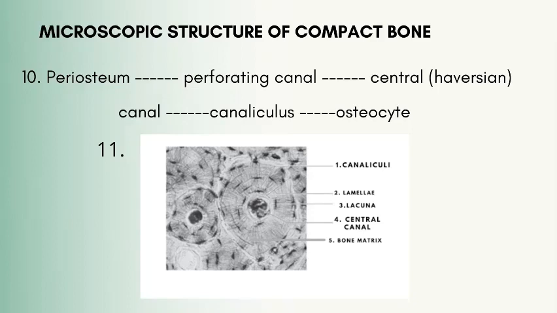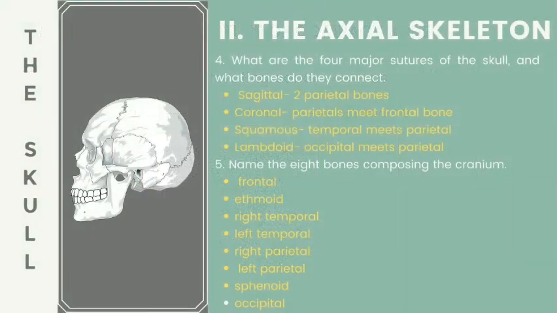Lastly, in number 11, we have the photomicrograph. Let's identify all structures listed in the key to the left. I have here the numbers 1 to 5. 1 is canaliculi, 2 lamella, 3 lacuna, 4 central canal, and the last one, number 5, is bone matrix. So that's it for my report from pages 2 to 6, and I will give the floor to our next reporter. Thank you. Hi ma'am, I'm Elton January.